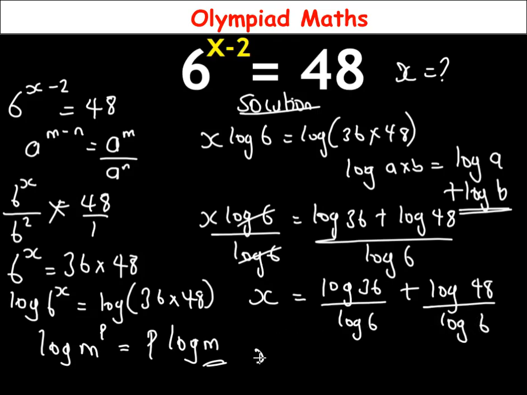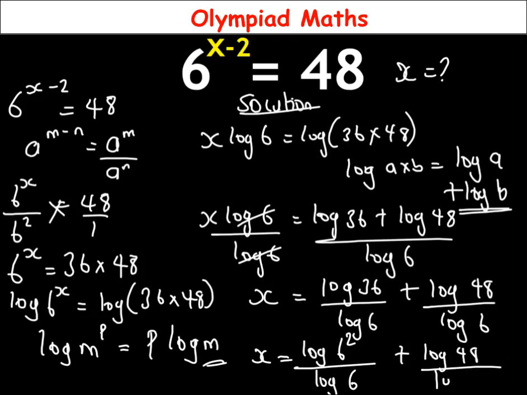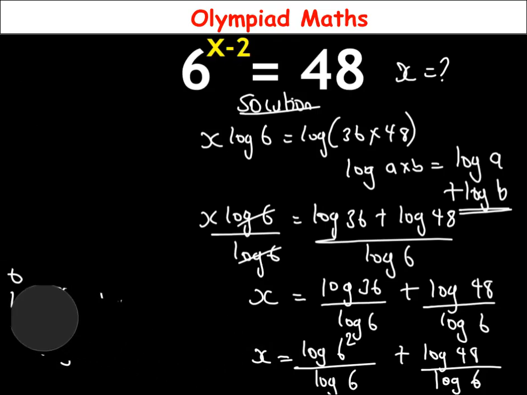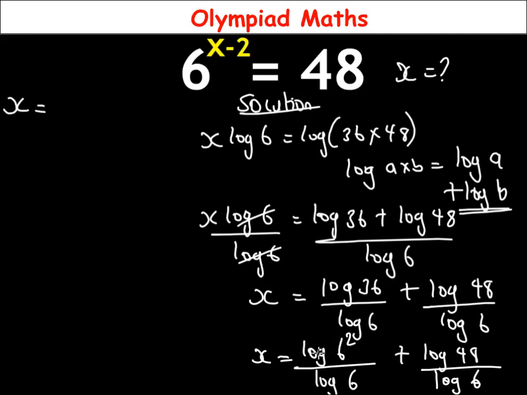Okay, now with this, x is equal to logarithm of 36, which can be written as 6 squared, all over logarithm of 6, plus logarithm of 48 all over logarithm of 6. Okay, let us then clean this side. Now we have x is equal to, looking at logarithm of 6 to the power of 2, using the power rule of logarithm, the power 2 becomes 2, then you have logarithm of 6 all over logarithm of 6, plus logarithm of 48 over logarithm of 6.